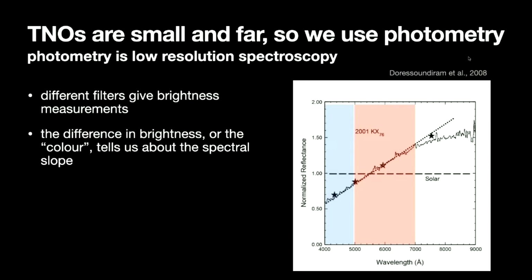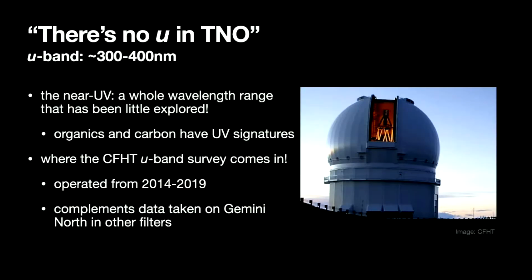And so all this is to explain what I'm doing, which is I'm studying TNOs specifically in one wavelength range, which is the U band, which corresponds to the near ultraviolet range, which is around 300 to 400 nanometers. And why I'm doing this is because it's a wavelength range that is very little explored in the solar system, specifically because it's very hard to observe in this range on Earth.